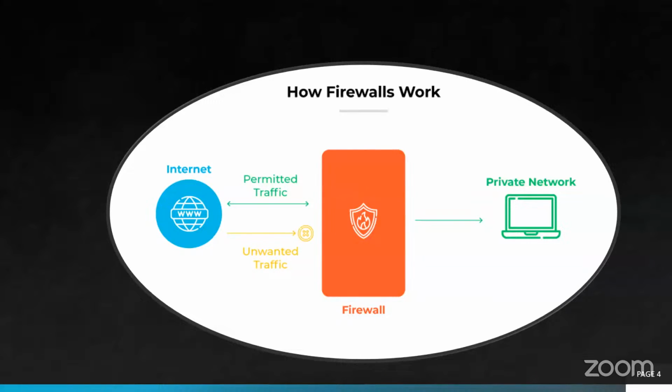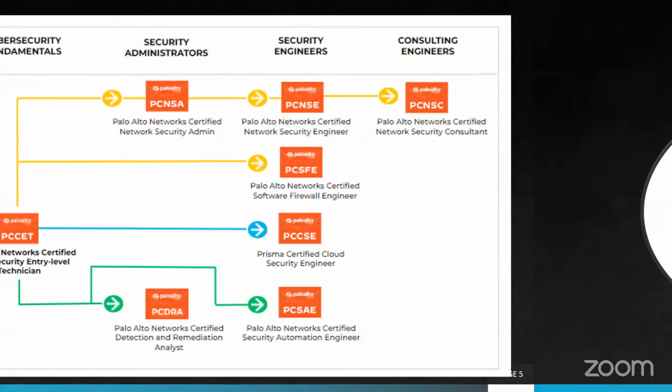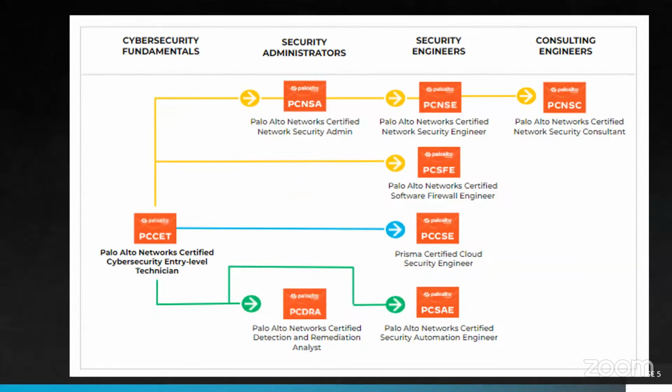So this is how the firewall works. When the traffic is coming from the internet, it checks whether to permit or deny. If it decides to deny, it will not allow it into the private network. So this is a bridge device which controls access into your organization. Coming to Palo Alto, it provides multiple things apart from the firewall. There are multiple services provided by Palo Alto.